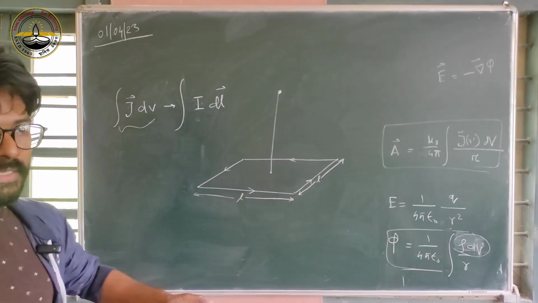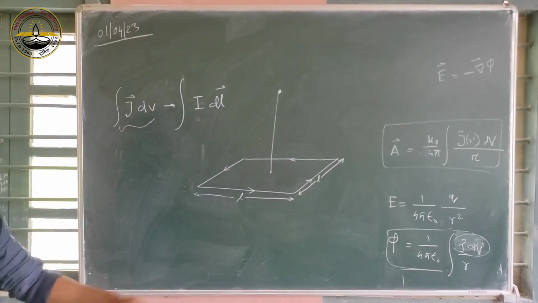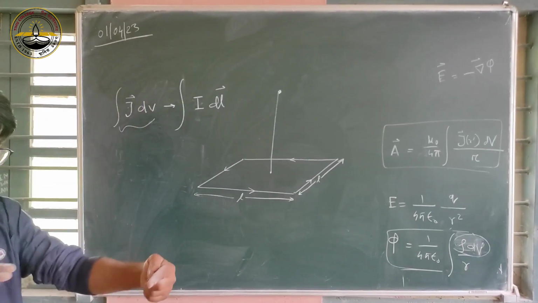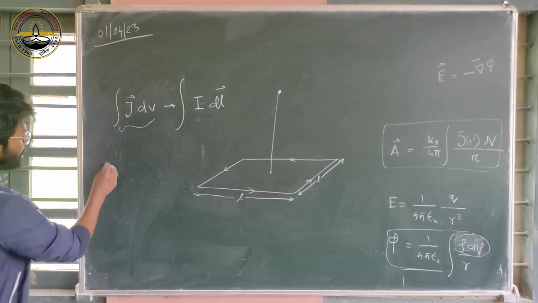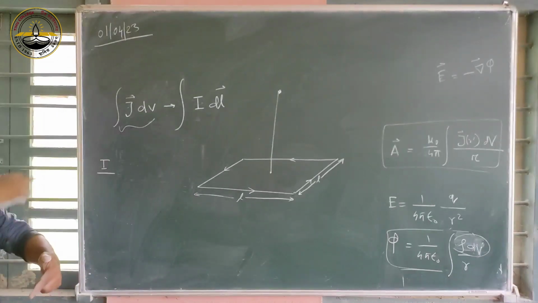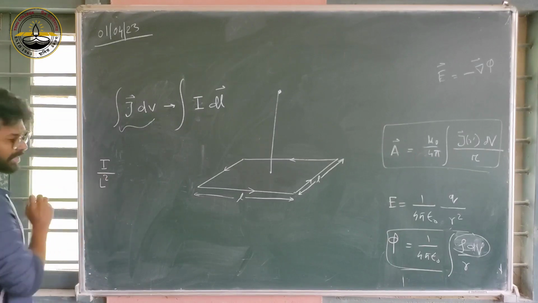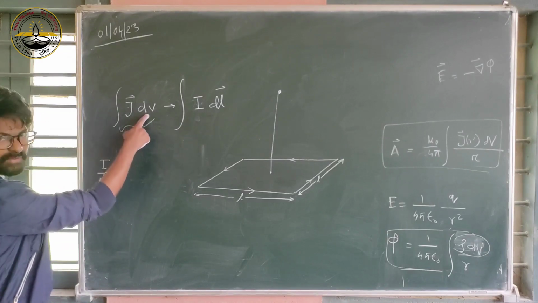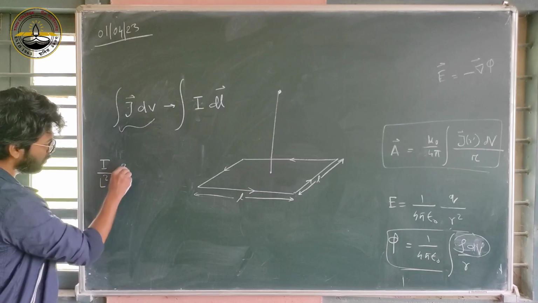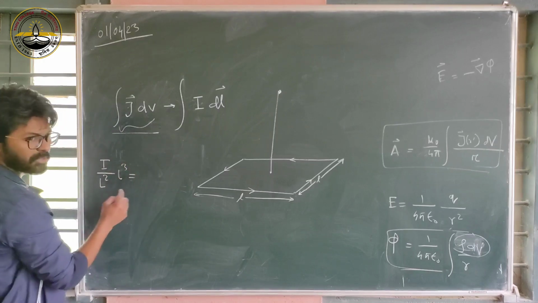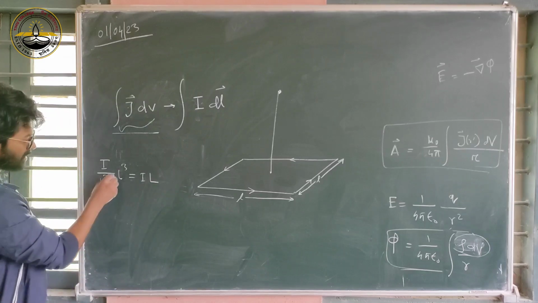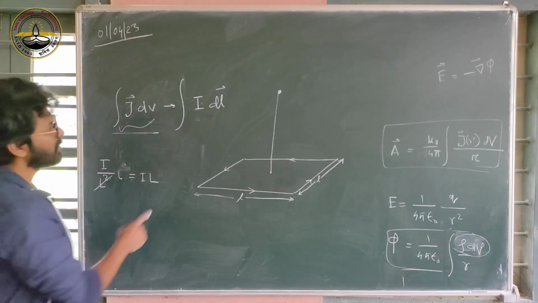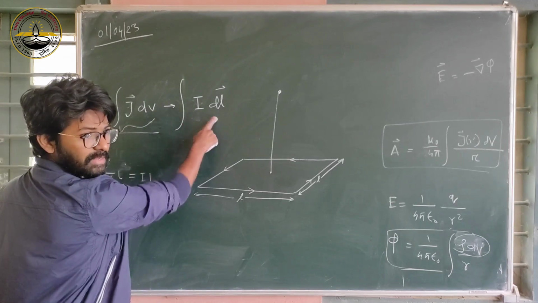So what was volume current density? If we take an area like this, how much current is passing through it? It's current per unit area, so current divided by length squared. And then here we have dV, volume, so length cubed. So this thing has units of current times length.